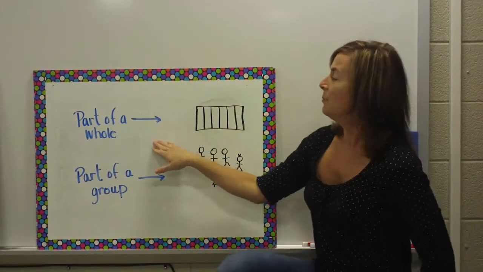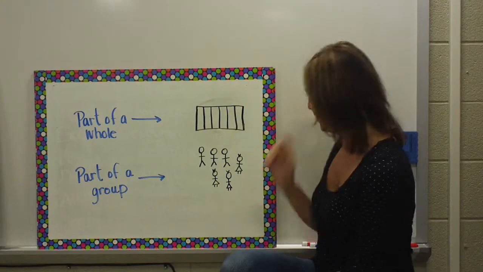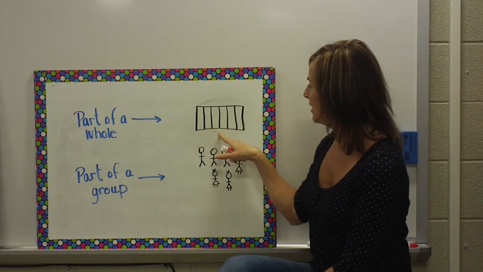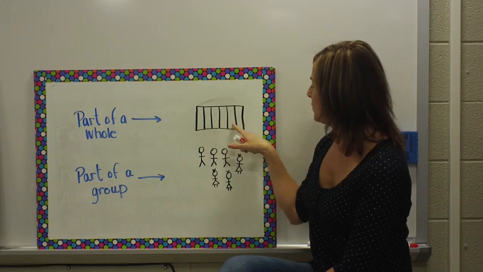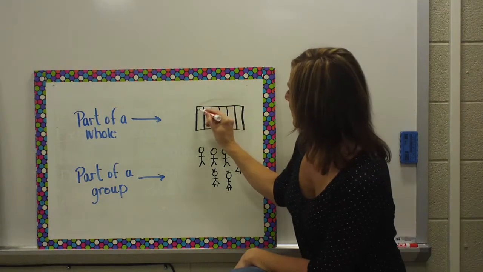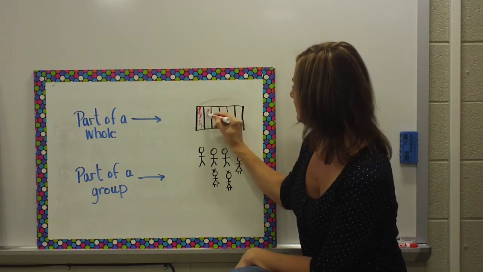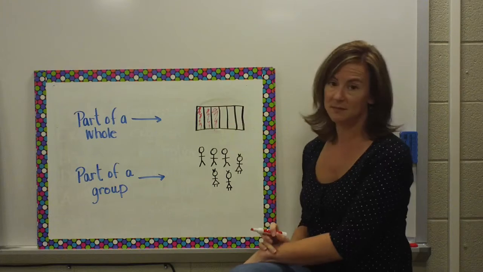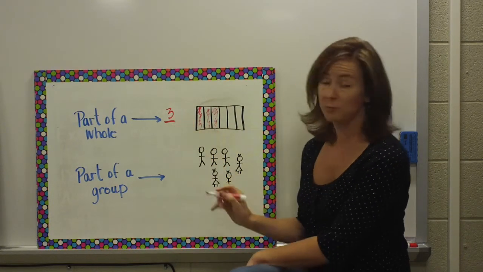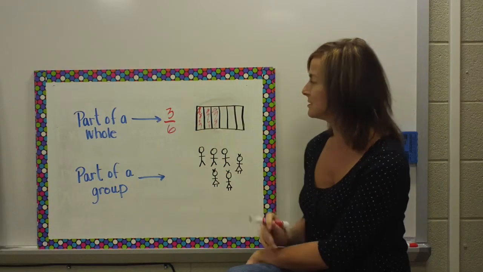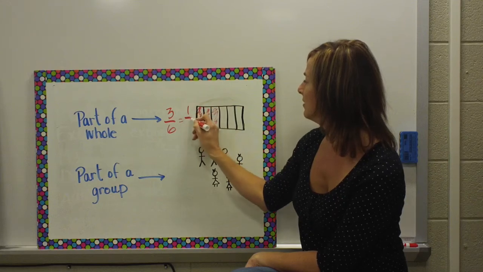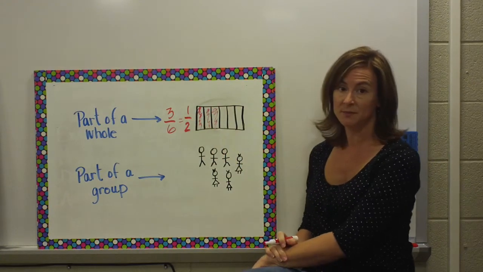When we're dealing with part of a whole, we have one whole thing. Let's say a candy bar. And if that candy bar has 6 equal parts, if I eat 3 of those parts, I can represent that as a fraction. I have eaten 3 out of 6 parts. Or I have eaten 1/2 of the candy bar, in simplest terms.